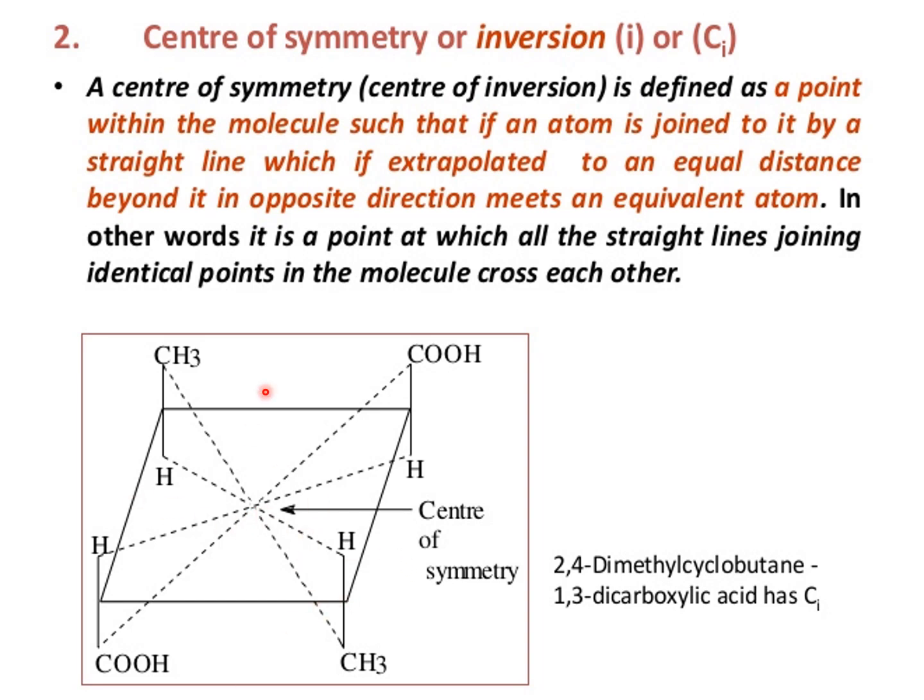Then the second one is center of symmetry, or it is also called center of inversion. It is defined as a point within the molecule such that if an atom is joined to it by a straight line which is extrapolated to an equal distance beyond it in the opposite direction, it meets an equivalent atom. In other words, it is a point at which all the straight lines joining identical points in the molecule cross each other. So for this molecule, this will be the center of symmetry. All the points meet at one common point, that is called center of symmetry in simple words.